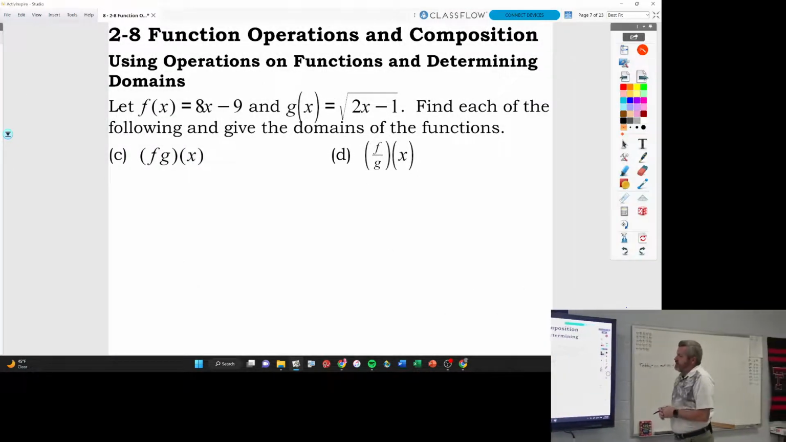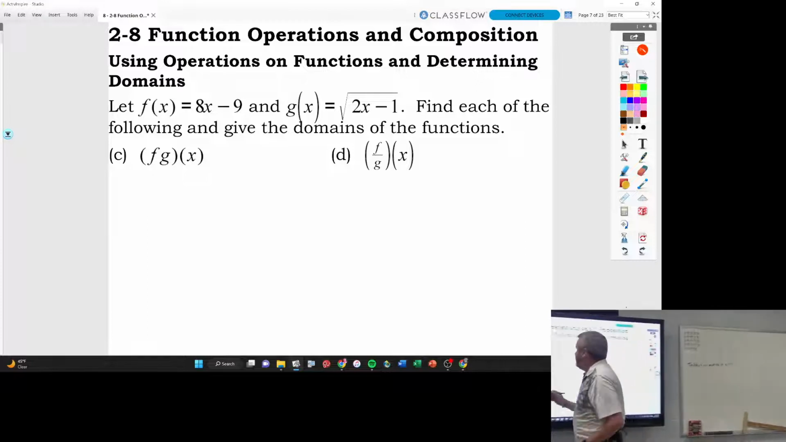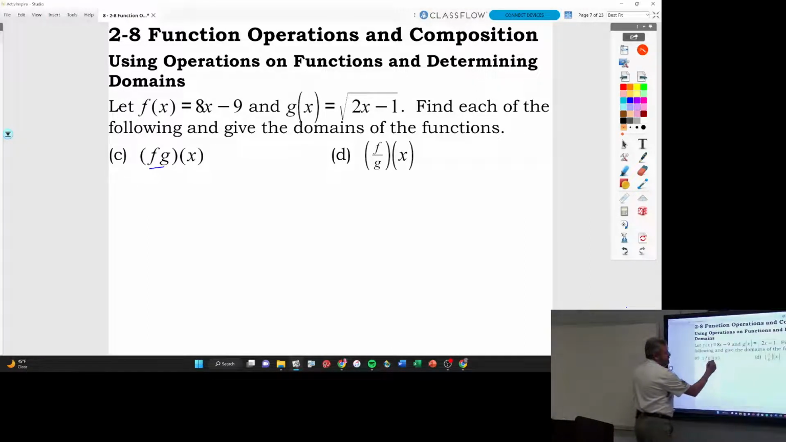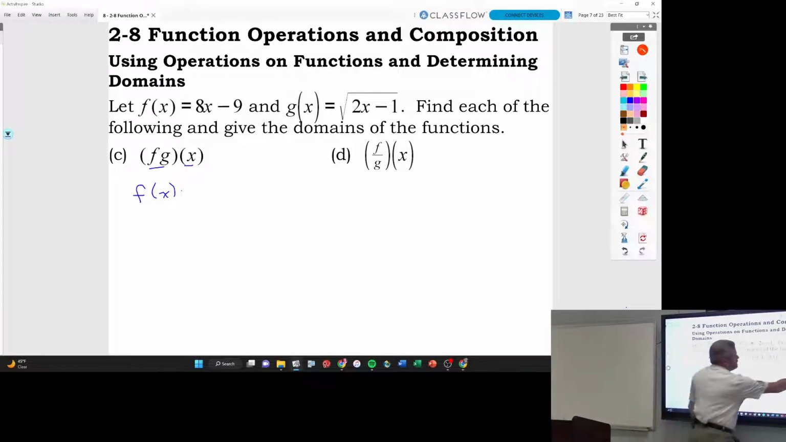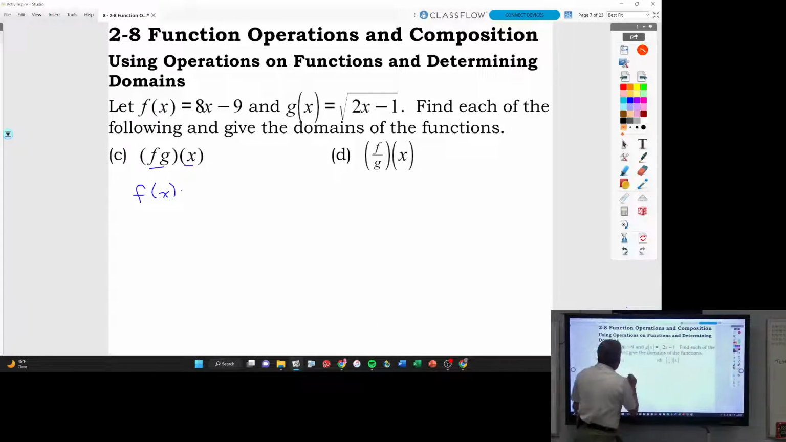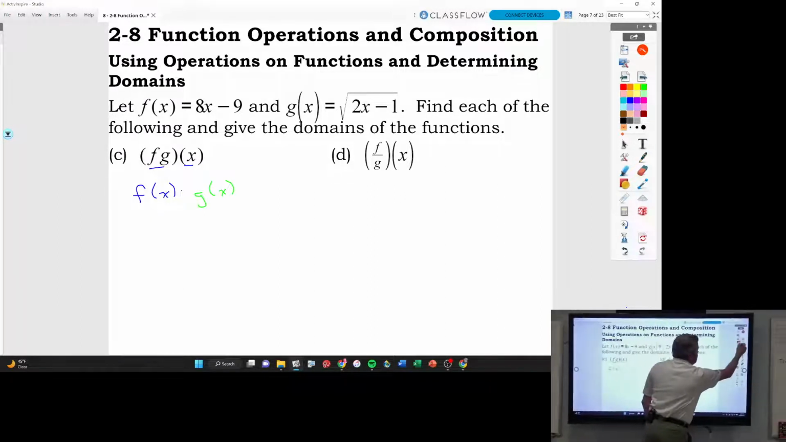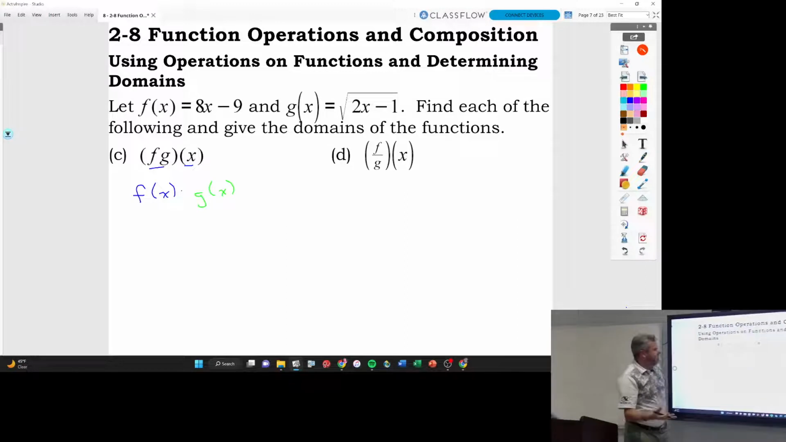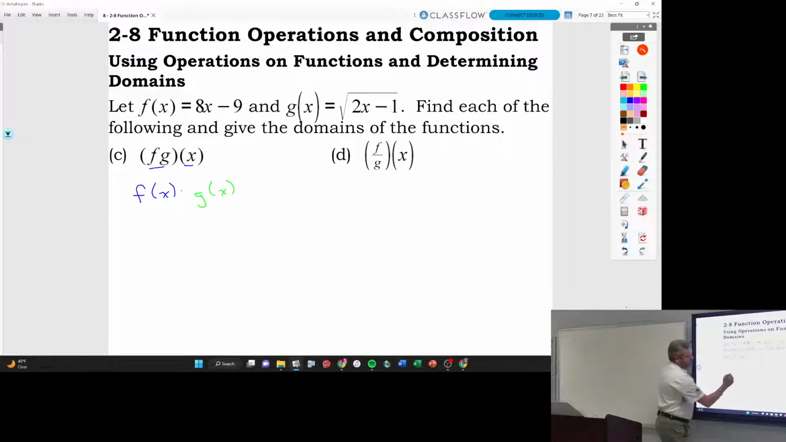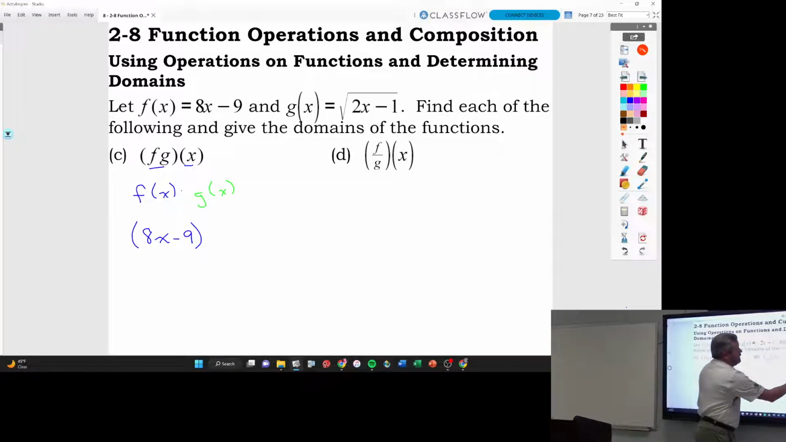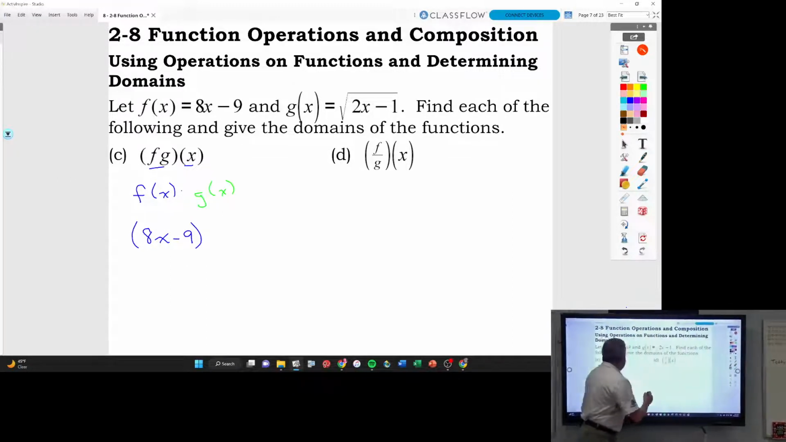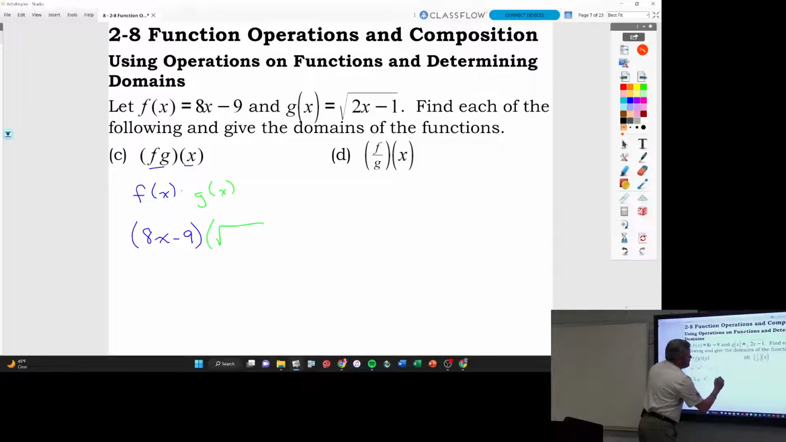Same functions. We're now looking for f times g of x. So f g of x means f of x times g of x, which again, this is simply going to mean take the two functions and multiply them together. Well, f of x is 8x minus 9, and g of x is the square root of 2x minus 1.